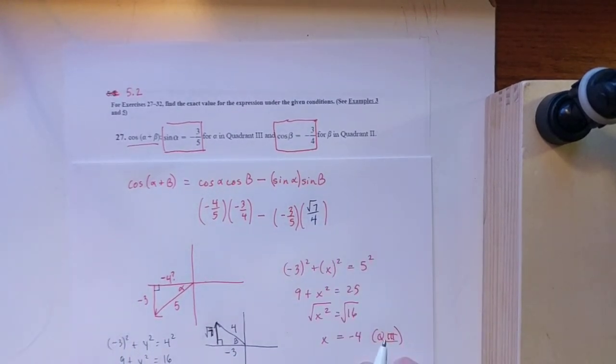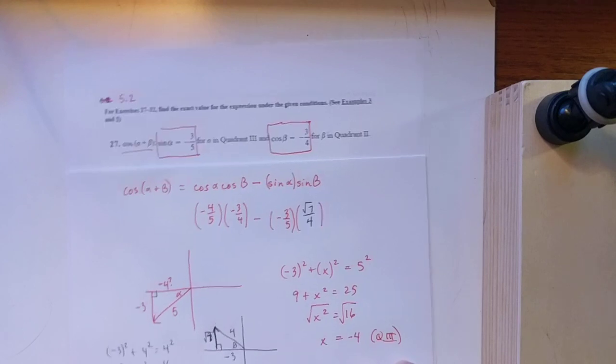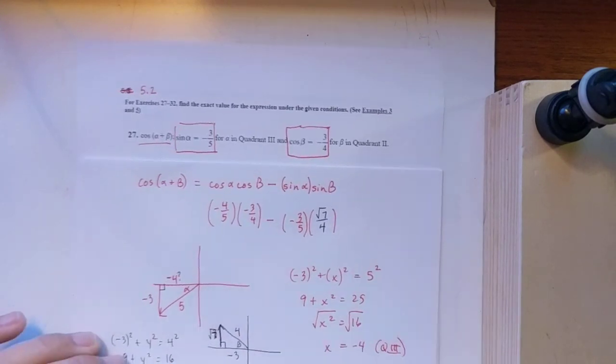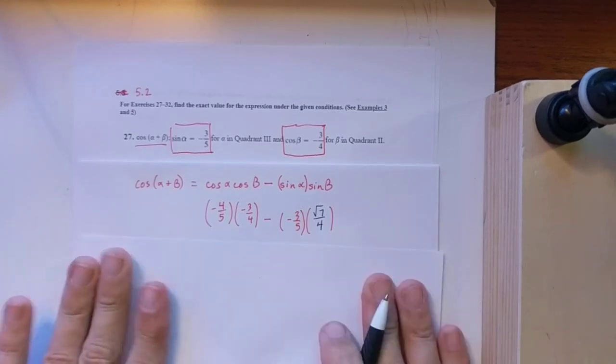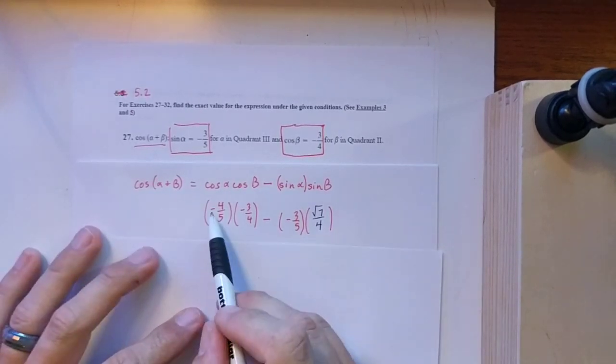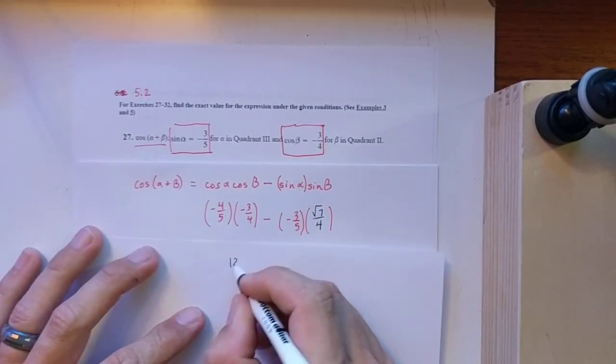Okay, great. So now what we need to do is simplify all of this stuff, right? We just need to do the math here. So, okay, negative times a negative, that's 12 over 20.